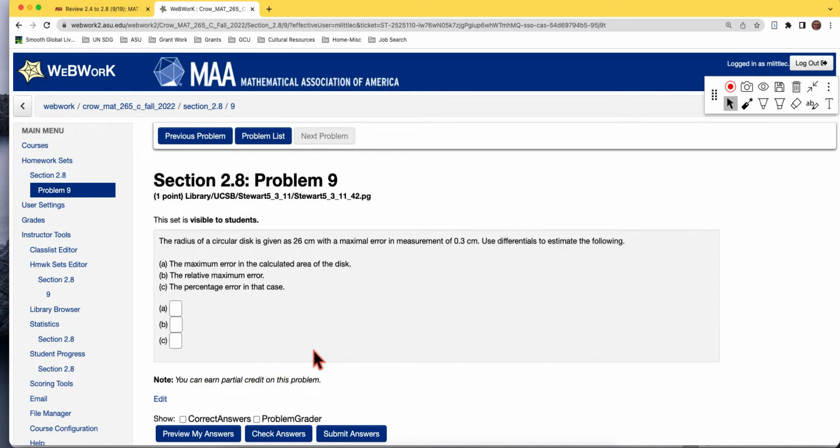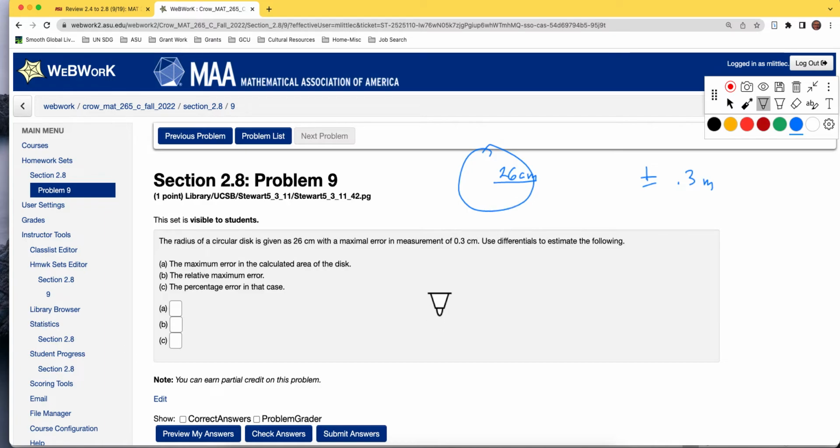The radius of a circular disk is given as 26 centimeters with a maximal error in measurement. Okay. You're gonna make me think, huh? Okay. We've got a circular disc. The radius is 26 centimeters. Our error in measurement is plus or minus 0.3 centimeters, so it could be 26.3 at the high end, or it could be 25.7, right? Use differentials to estimate the following. Okay, the maximum error in the calculated area of the disk.